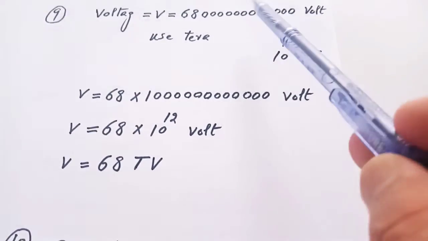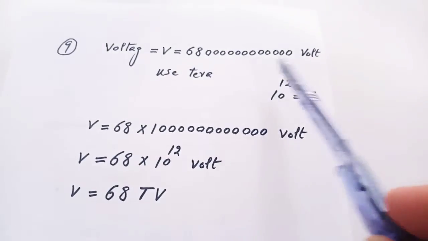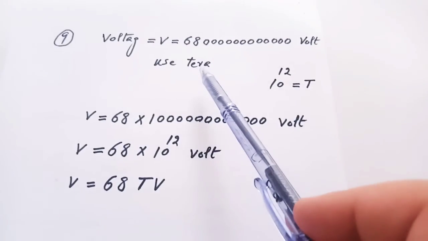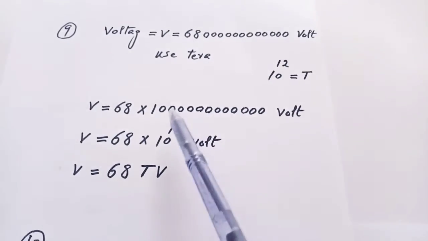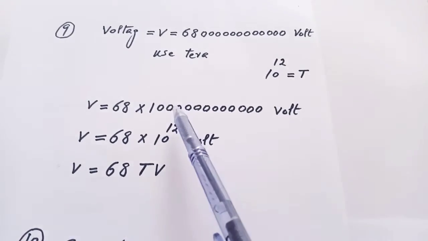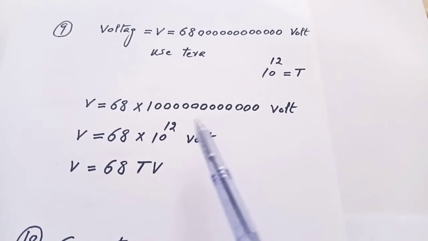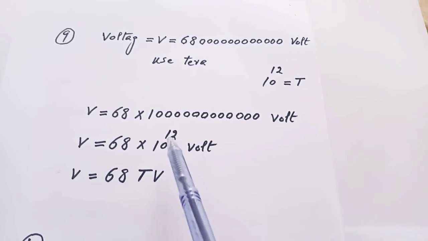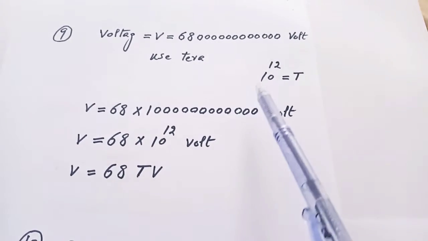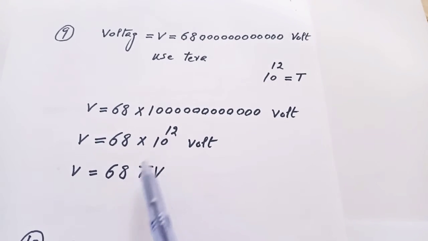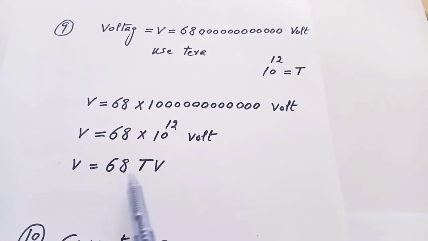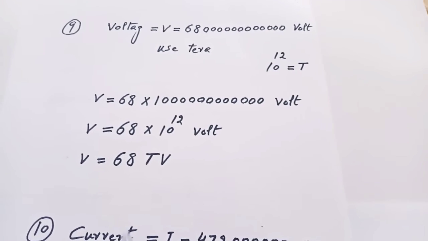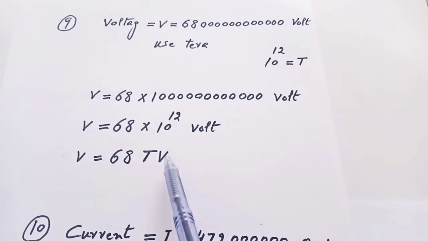This is another measurement, the voltage in volt, and use tera as the prefix. So we can write this measurement like this, and these are 12 zeros. We write 10 power 12, and 10 power 12 is tera. So here we write tera, T. So this is the prefix tera. So voltage is 68 teravolt.